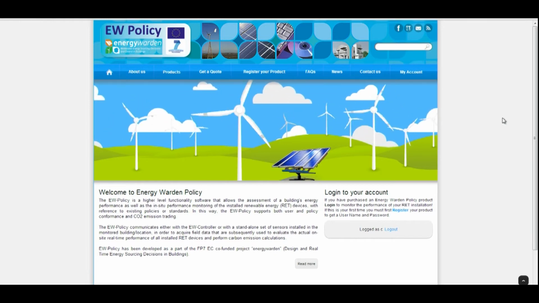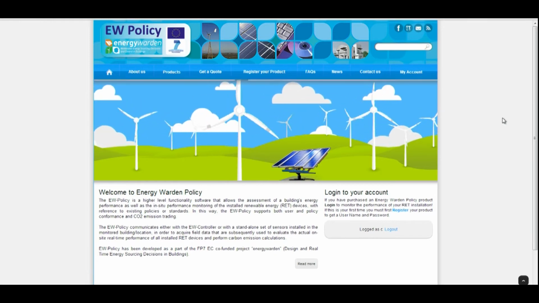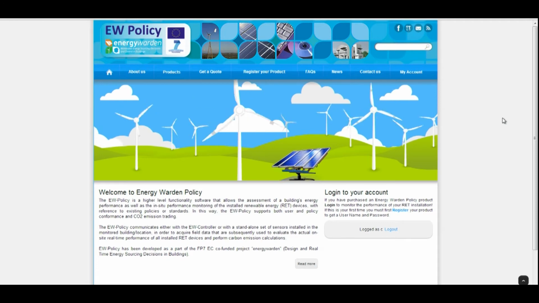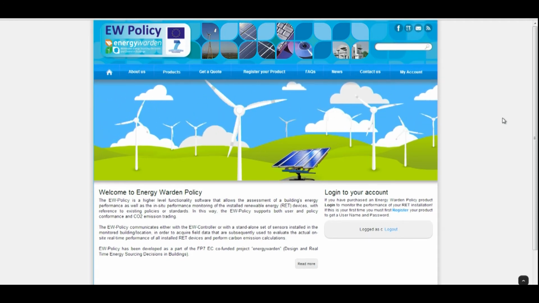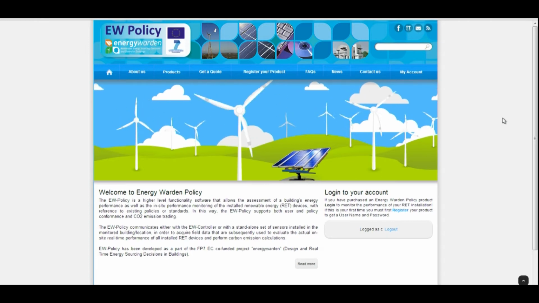The Energy Warden Policy Tool functionality is based on existing international performance standards. These standards have been appropriately adapted for in-situ monitoring since these are usually meant for laboratory use.